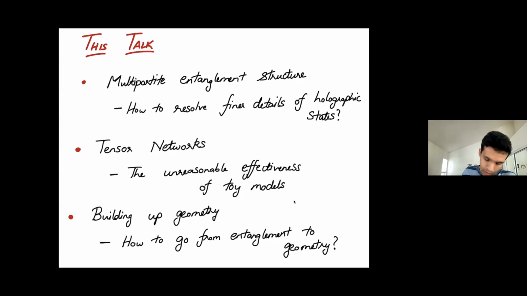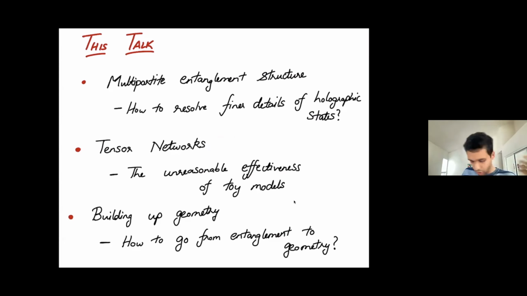And in some sense, they're unreasonably effective as toy models because, as I'll try to argue, they actually capture certain non-perturbative features that show up in the gravitational path integral. And so they also know a lot about things like phase transitions and important non-perturbative effects. So I'd like to argue that we still need to understand more about tensor networks.